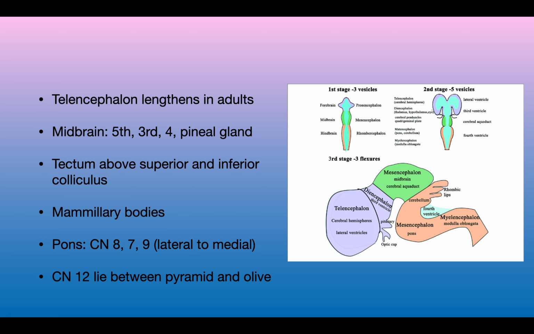Alright, so in adults, the telencephalon will lengthen, and the midbrain forms the fifth, third, fourth cranial nerves, along with the pineal gland. The tectum is going to be above the superior. We'll cover that when we go into the medulla. And then the pons will be responsible for cranial nerves 8, 7, 9. That's from lateral to medial organization. And then cranial nerve 12 lies between the pyramid and the olive.